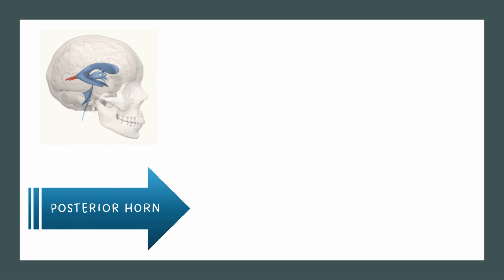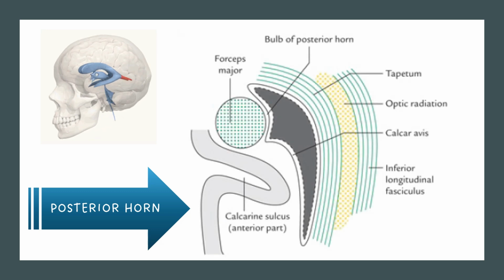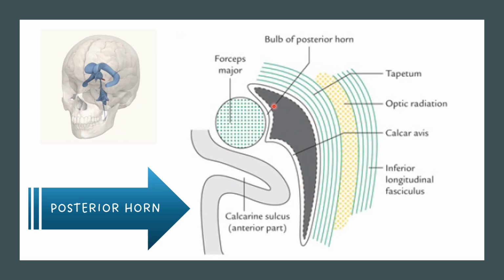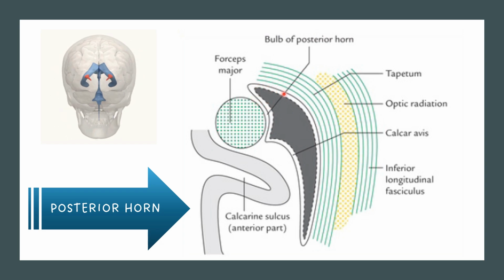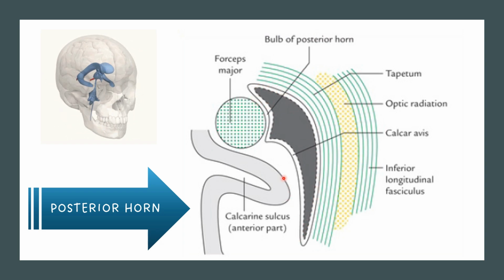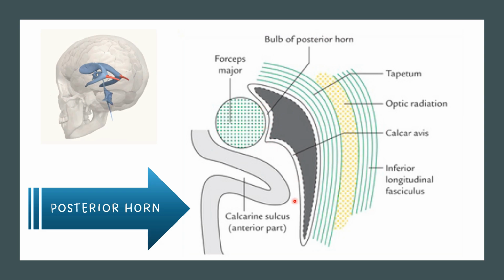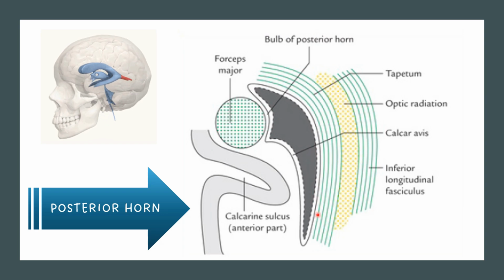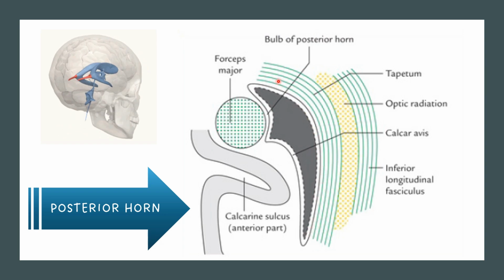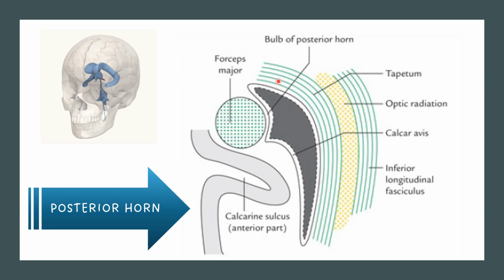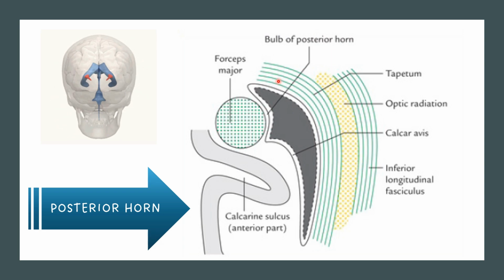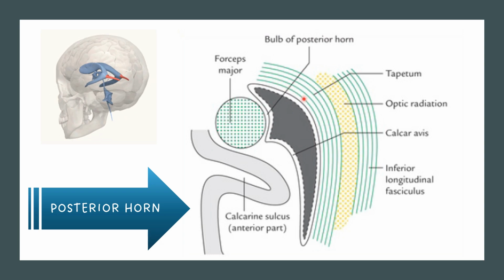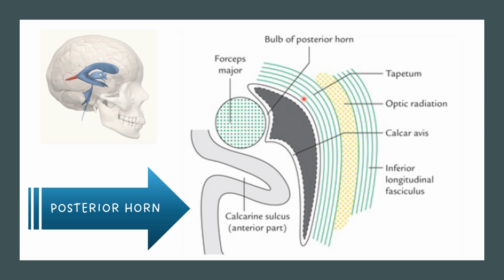The posterior horn, also called the occipital horn, is quadrangular or diamond shaped in coronal section. It has a roof, a lateral wall, a floor, and a medial wall. The roof, the lateral wall as well as the floor are formed by the tapetum, that is the sheet of fibers from the splenium as well as the part of the body of the corpus callosum which is not crossed by corona radiata, which we saw earlier.